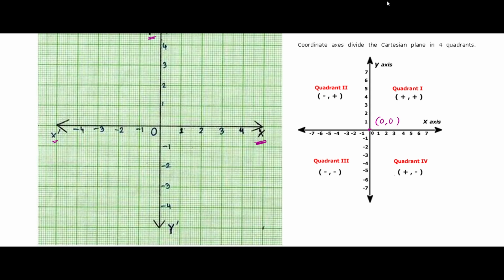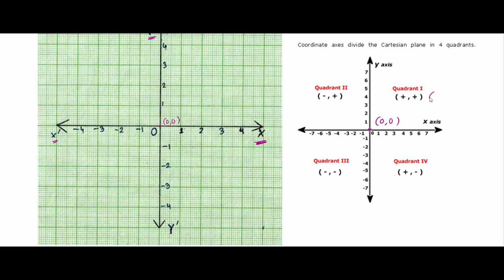Students, hopefully you have understood that a coordinate plane contains two number lines. The horizontal line is called the x-axis and the vertical line is called the y-axis. The intersection of these two lines is the origin, that is 0, 0. Now the axes divide the plane into four quadrants, that is first quadrant, second quadrant, third quadrant and fourth quadrant.